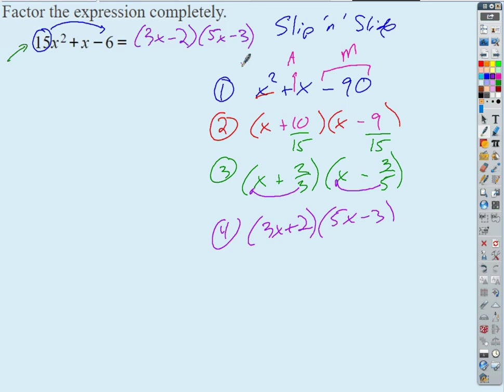Okay, how could I check to see if I did it right? It's easy to do. Yeah, just FOIL it out and see, right? If I FOIL this out, let's just see if it looks like it's gonna work. 3x times 5x is gonna give me, what do you know? I get 15x squared, don't I? I'm gonna get minus 9x plus 10x plus x, right? And then finally, if I distribute the 2, I get a negative 6, so it works. We know we got it right.